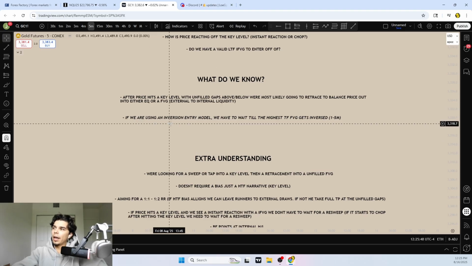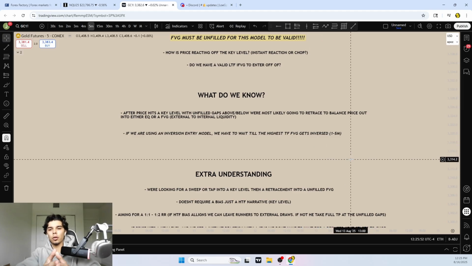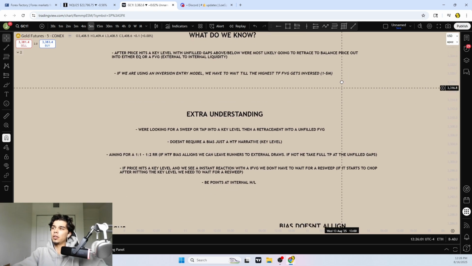If we are using an inversion entry model, we have to wait till the highest time frame fair value gap gets inversed, right? So again, if we have one 4 minute and two 2 minutes, we're going to wait for the 4 minute. If we have two 1 minutes and one 2 minute, we're going to wait for the 2 minute. Okay, pretty easy to understand, right?